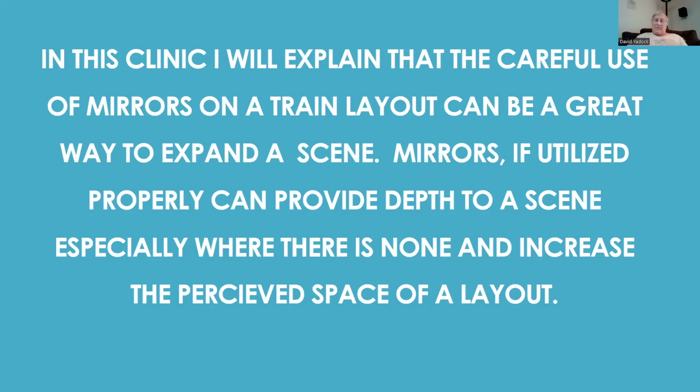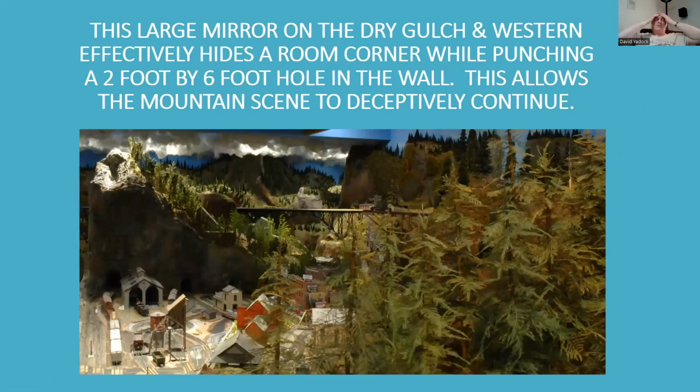And like I said, it increases the perceived space of a layout, which is important on even smaller layouts or larger layouts like mine. So here's a photo of my layout, and there's a pretty good sized mirror in the corner of the room. It's about 2 feet by 6 feet, and what it does is literally punch a big hole in that area. Let's see if I can move my little cursor to give you an idea where the mirror is. It's right here. You can see that. So it's directly above that large bridge.